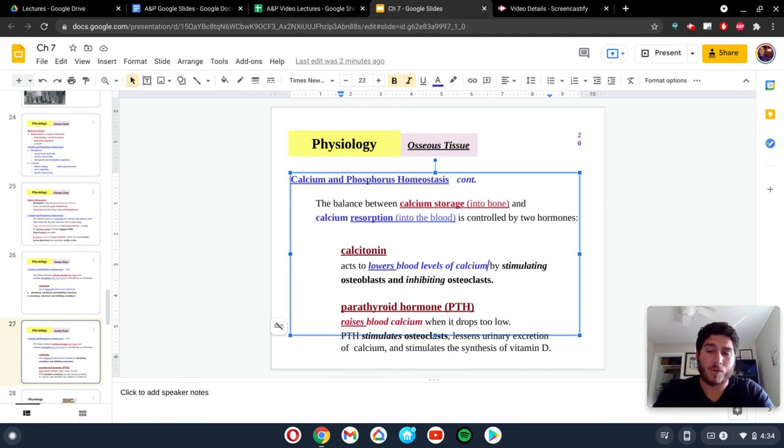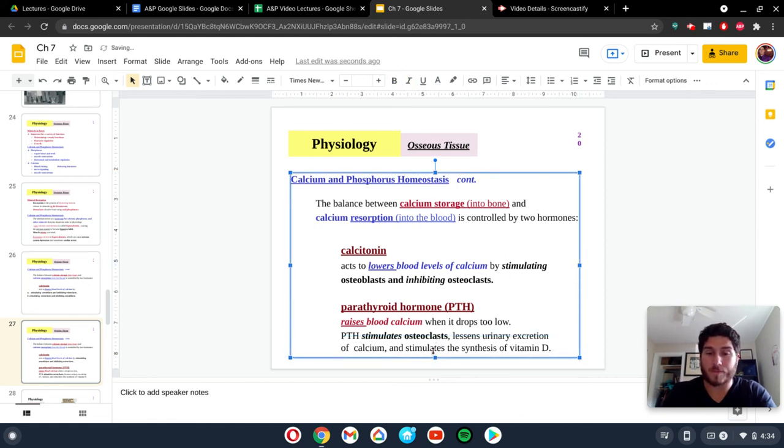Next up is parathyroid hormone, or PTH. It does the opposite. Its job is to raise the blood calcium level, and to do so, it's going to have to stimulate the osteoclasts because they're going to break down the bone and allow for additional resorption. It's going to do other things too. It's going to make sure that we lessen our urinary excretion of calcium, right? If we need it in our blood, do we really want to pee it out? And then also stimulate vitamin D synthesis. These are all really important things to keep in mind when we're talking about homeostasis, when we're talking about bones, and when we're talking about all of these things put together, application.